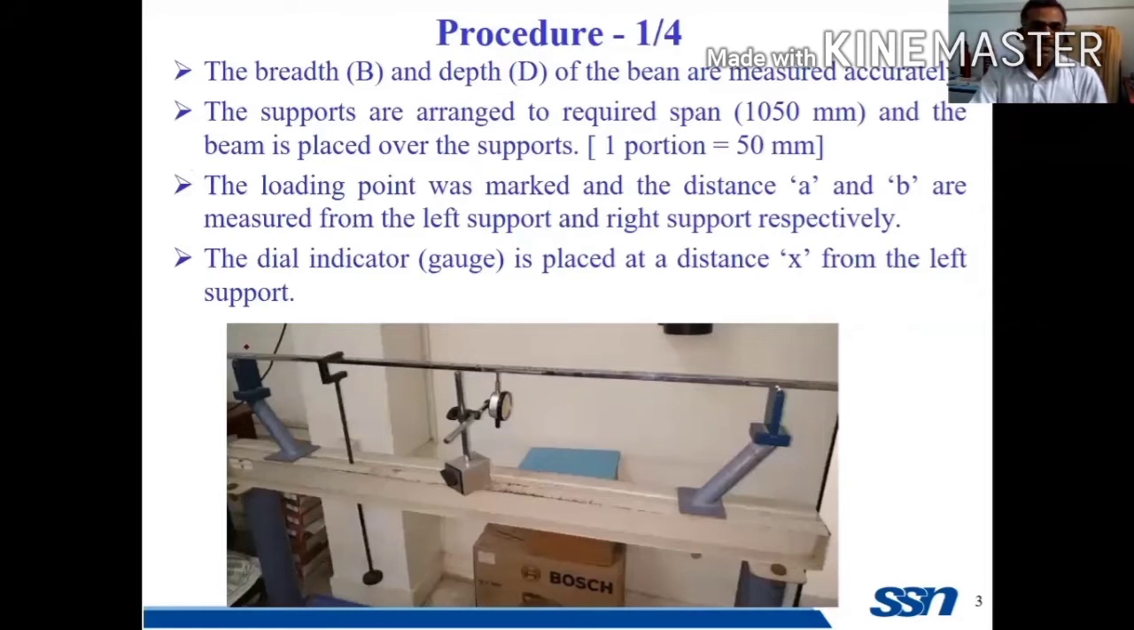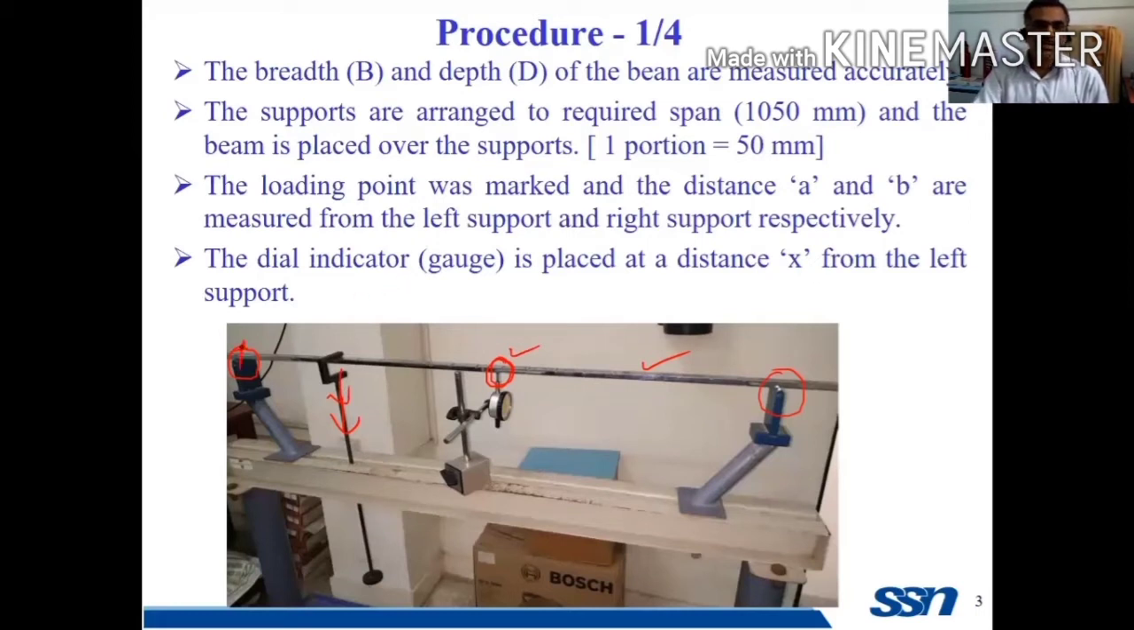This is the left support. This is the right support. This is the beam. Here we are applying the load. Here we have the instrument for measuring the deflection. When you apply the load, the beam will deflect. So at this location, we are measuring the deflection using the dial gauge. That is for different loading conditions.